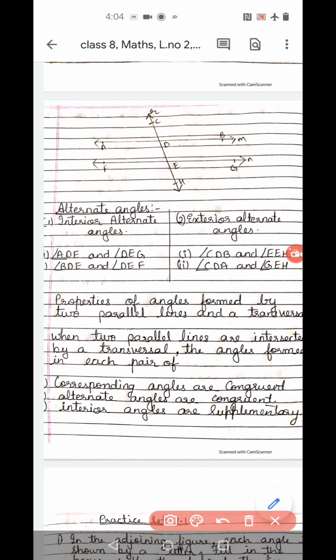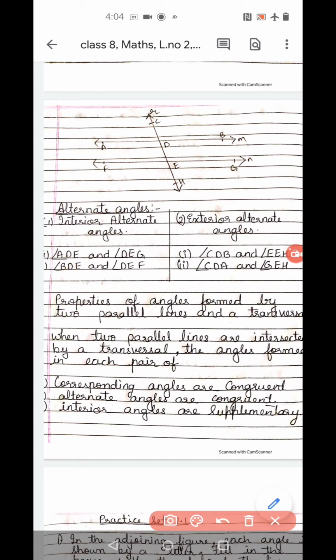Now if we want to talk about exterior alternate angles, you can see the upper part of the parallel lines and the lower part of the parallel lines. This is one part and this is the other one. Diagonally, you can take the outside part in the Z shape, and this is one part of the exterior alternate angles.